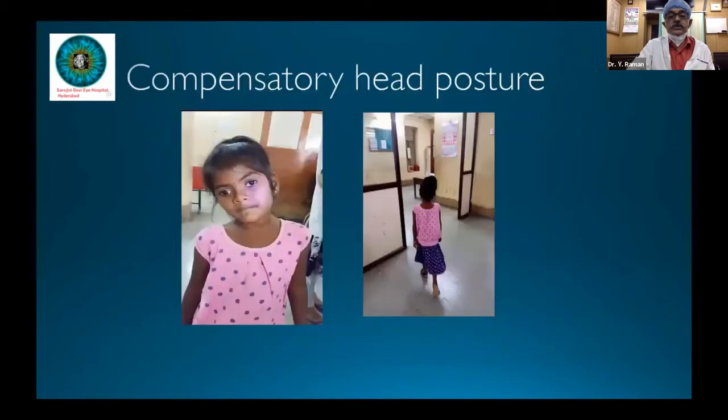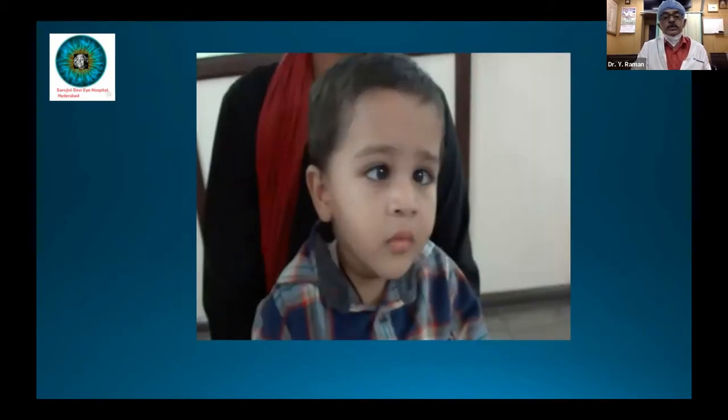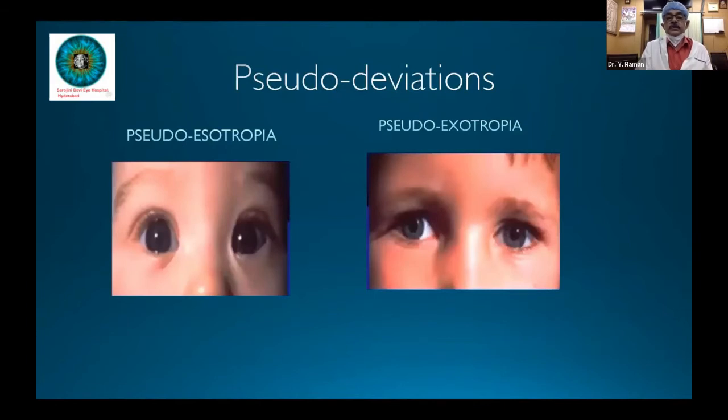Next, look for any pseudo deviations. When the pupillary distance is small, you can have a false belief that there is esotropia, or when the pupillary distance is wide, you get a false belief that there is pseudo exotropia.